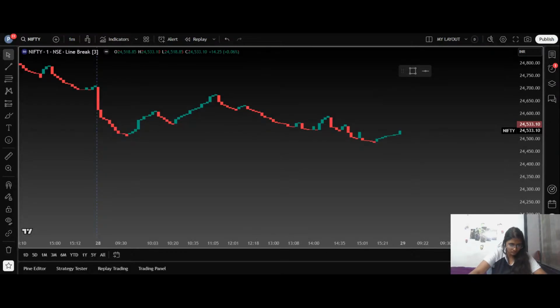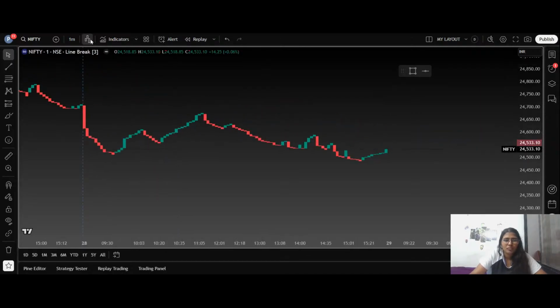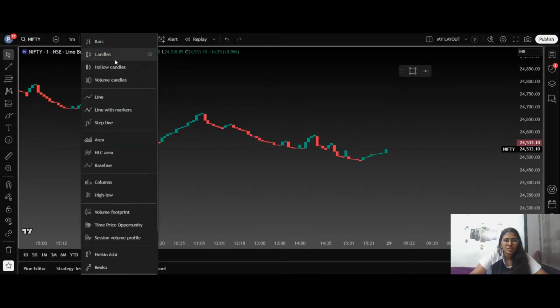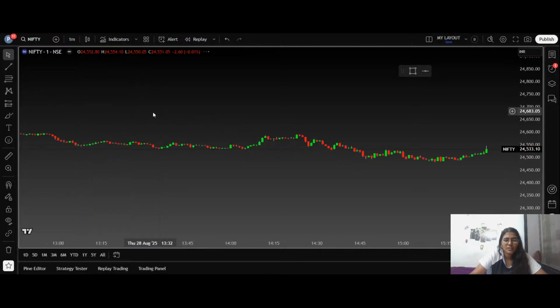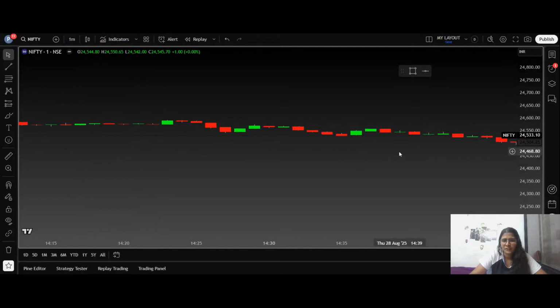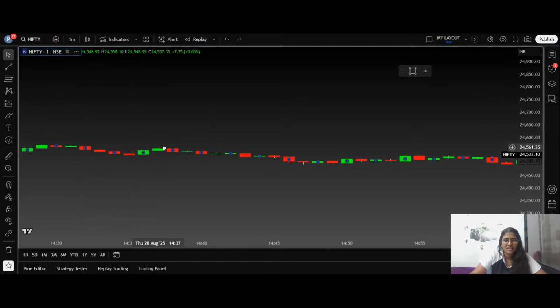Suppose, wait, I'll tell you. Suppose these are the normal candles. If I put an arrow on any single candle, you can see here is the close price. If I put this on this candle, it is 24557.35. This is the close price of this candle.